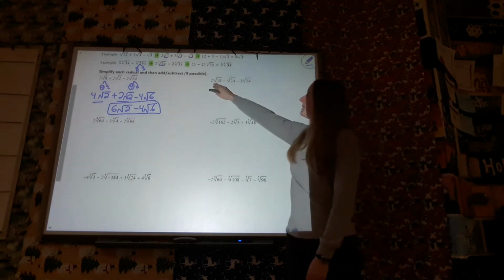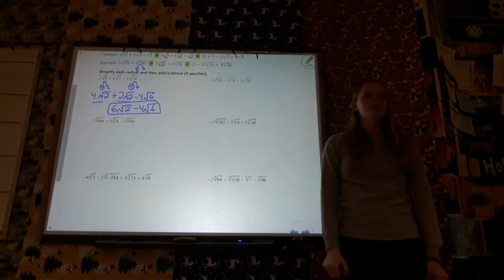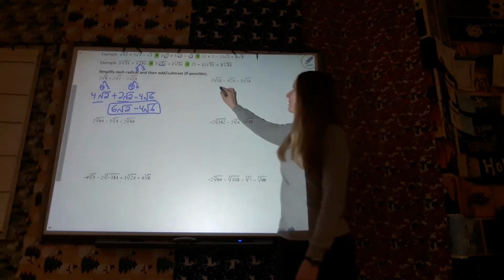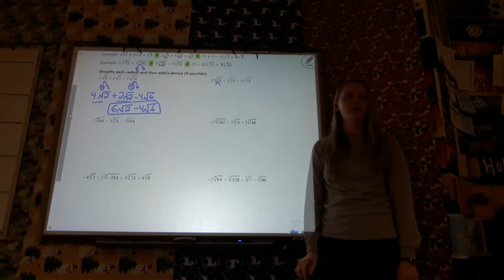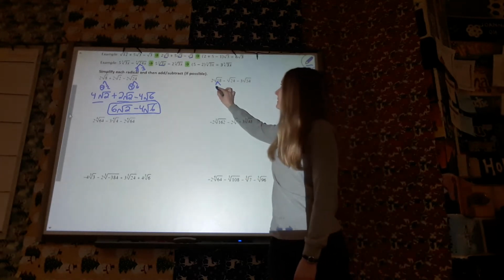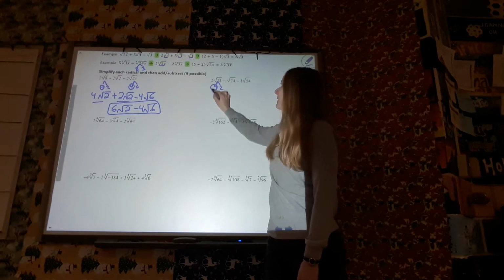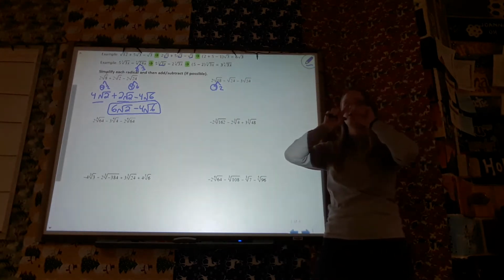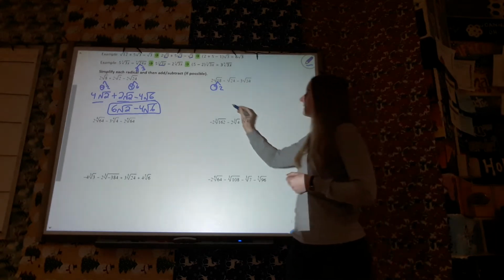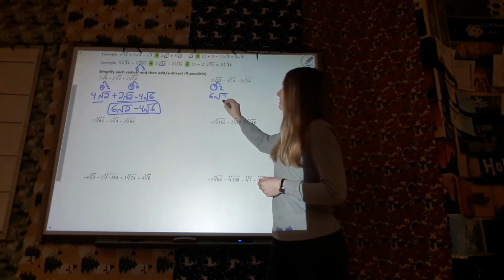Alright, what about this one? Can I simplify 2 square root of 18? Yep. What 2 numbers would I use? 9 and 2, because we want a perfect square. Take the square root of 9, 3 comes out on the outside to join the 2. What happens when the 3 and the 2 meet? It becomes 6. So it's 6 square root of 2.